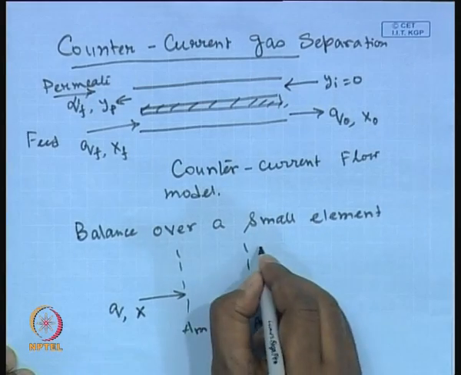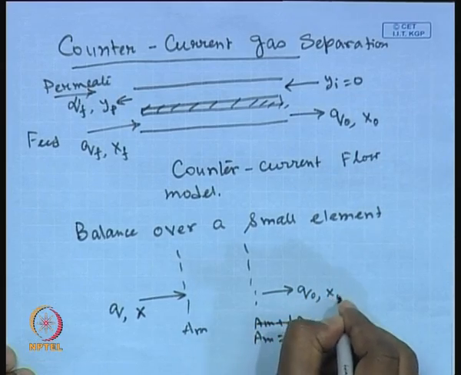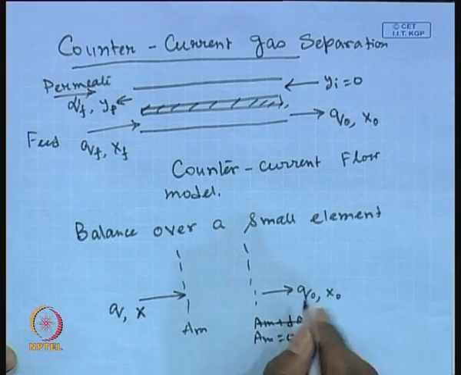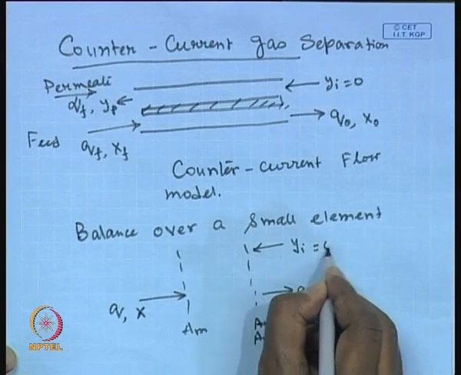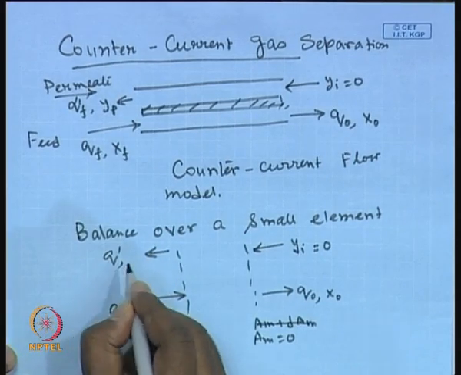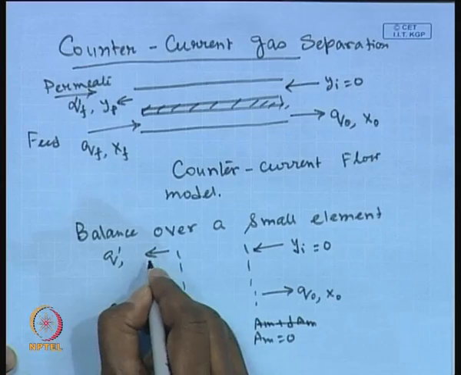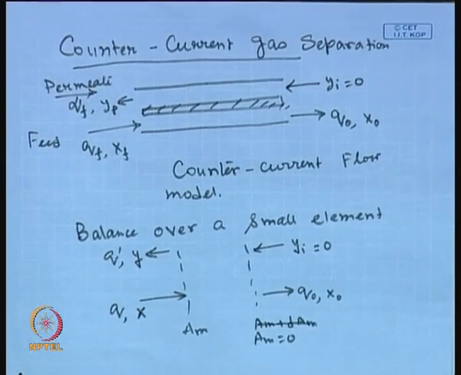Okay. So, Q naught is the flow rate of the reject stream, x naught is its composition, and it is coming as yi equal to 0, and at any location Q prime is the flow rate of the permeate stream and the composition is y. Okay. So, that is the notation we are going to use when we are doing a small elemental balance in the counter current flow configuration. Okay. Now, let us write down various design equations.